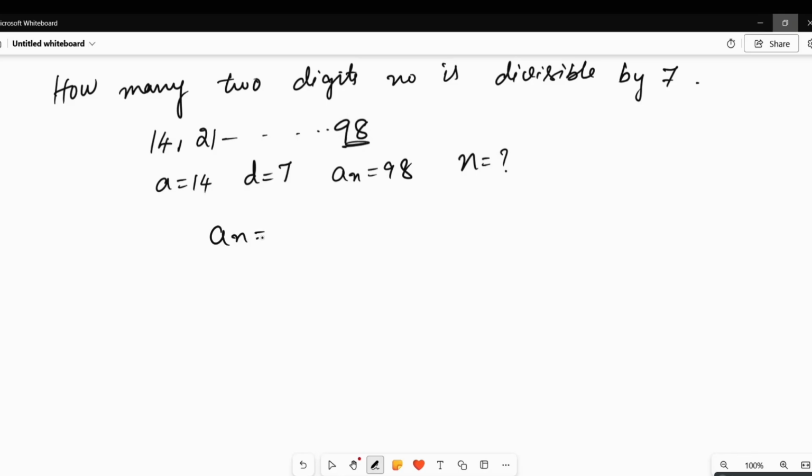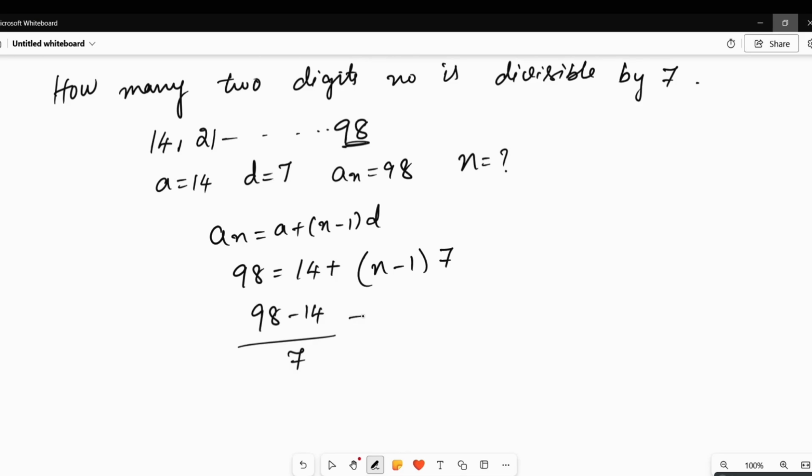So AN is equal to A plus N minus 1 into D. So 98 is equal to 14 plus N minus 1, which you have to calculate, into 7. Okay. The N you will get it as 14.